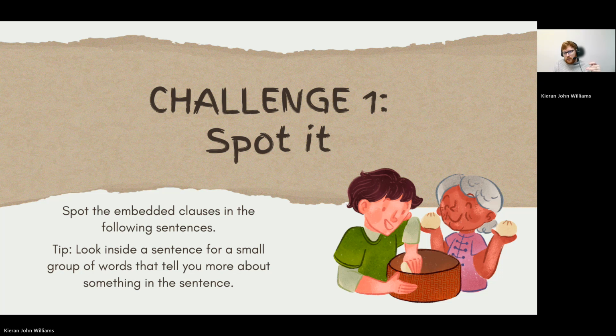So I've spotted those embedded clauses for you. Now it is time for you to do that. Read the sentence on the next slide and try to identify the section of words that is adding extra information. Remember, an embedded clause sits inside the main sentence and elaborates on a specific part of it. Look for the portion that you could remove without breaking the sentence, but that still adds helpful detail.